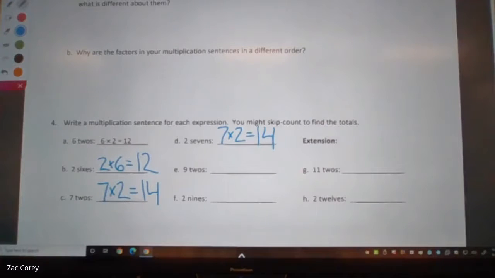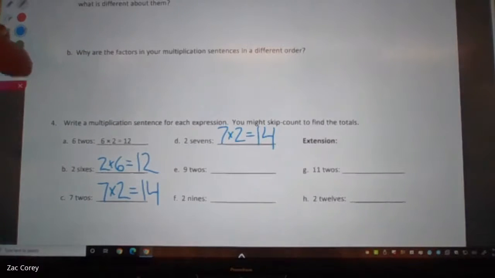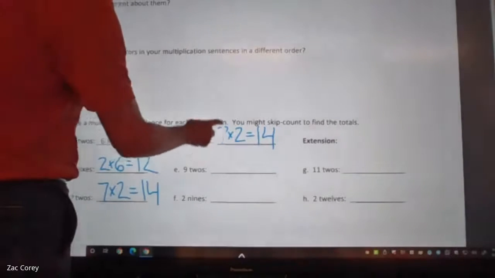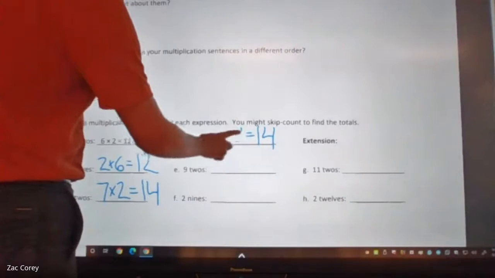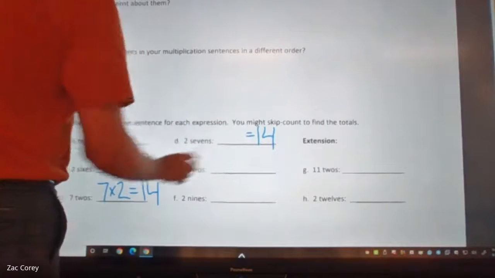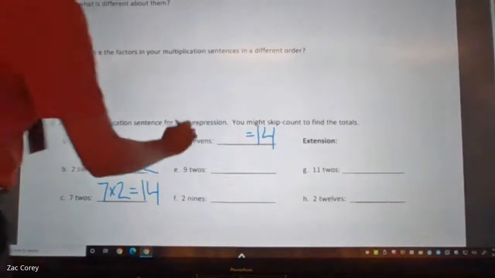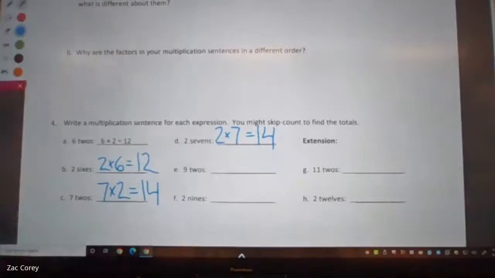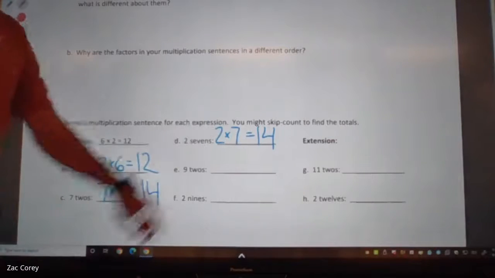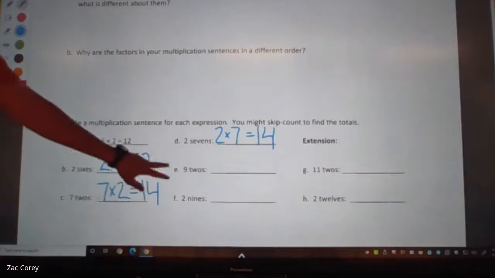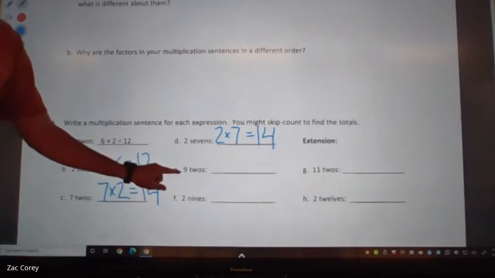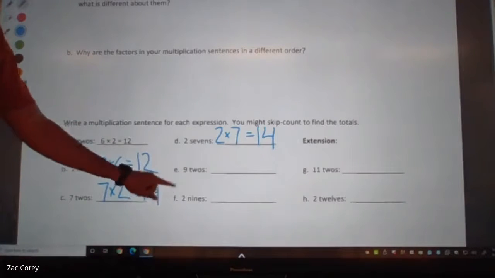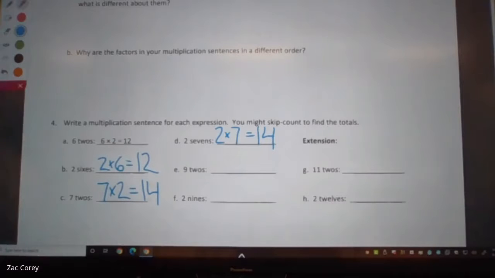And I actually messed that up, sorry. Let me erase this one. I had to figure out which one I messed up on. I got the right answer, but actually it's 2 7's. So actually we need to go 7 2 times, right? 7 2 times. So it's actually 2 times 7. All right, try letter E and F on your own. Letter E asks you to do 9 2's and F 2 9's. All right, pause me and come right back.